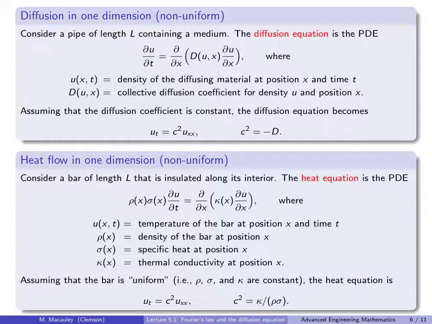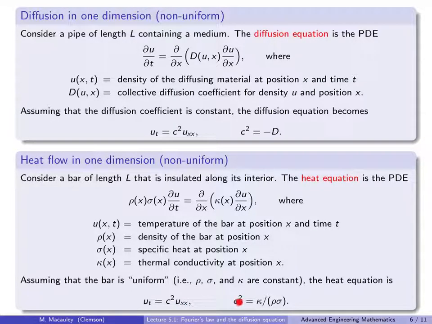As before, it's not at all a bad assumption that the bar is uniform. It typically is. I mean, metal bars, unless they're alloys and they go from copper on one side to brass to the other side, we're going to assume that things like rho, sigma, and kappa are constant. In this case, the heat equation is just u_t equals c squared u_xx.